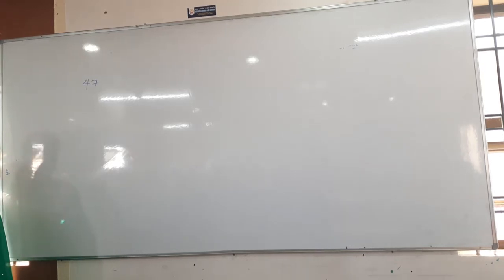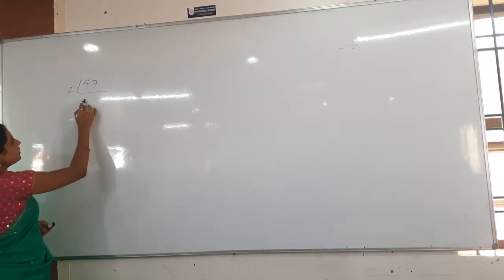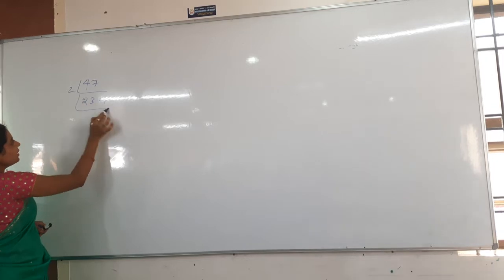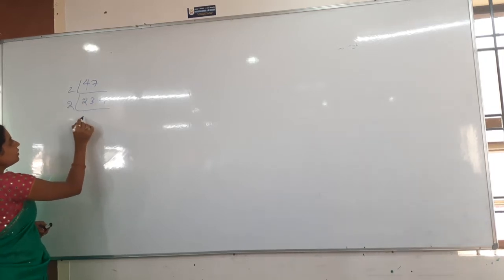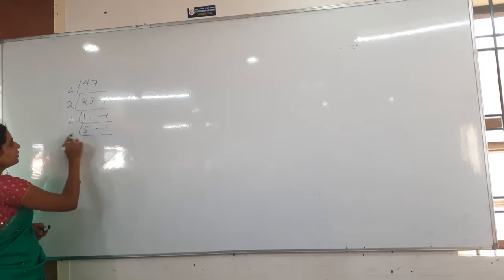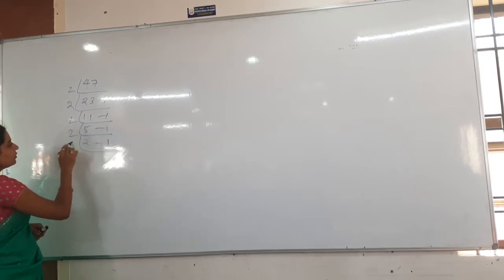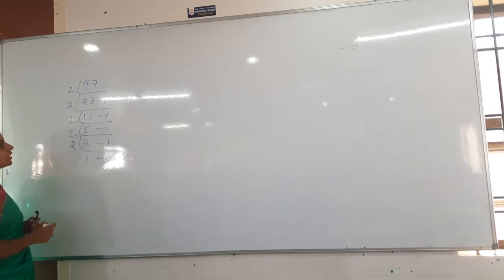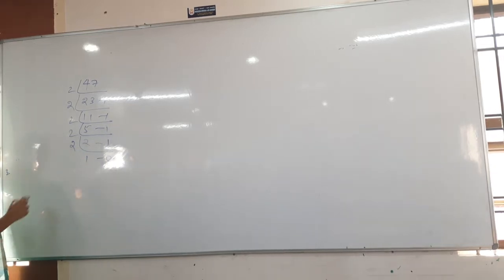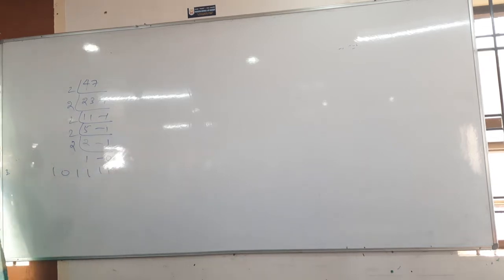101111, correct? How many times? 23, sir? 23 is 1, and then this is 11, sir? 1, and then 5 is a 1, and then 2 is a 1, and then 1 is a 0. Correct? So what is the answer here? 101111. That is the correct answer.